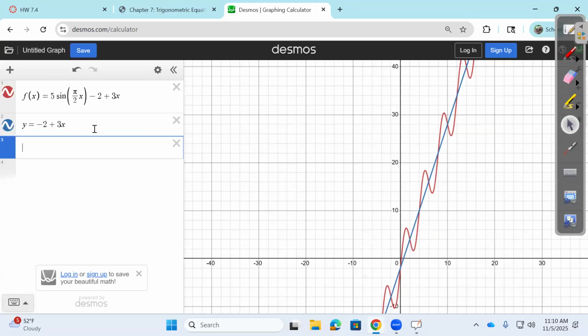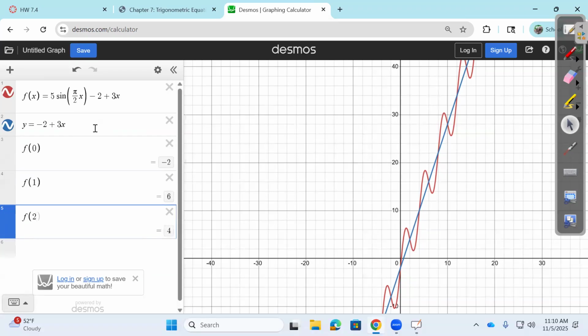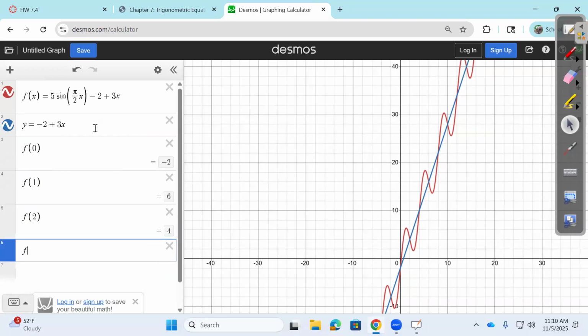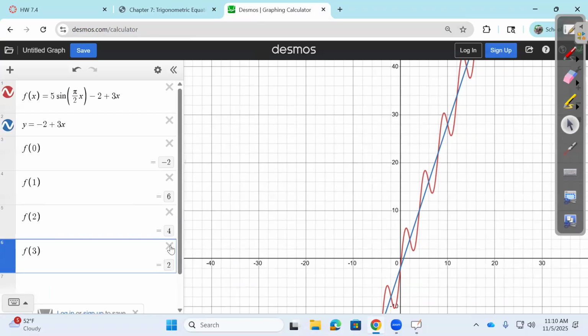And then double checking points, f of 0 is -2, f of 1 is 6, f of 2 is 4, and f of 3 is 2. And that should match the table we were given here. -2, 6, 4, 2. Looks good. Questions?